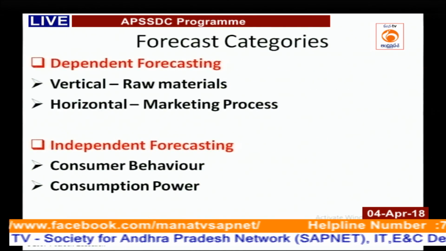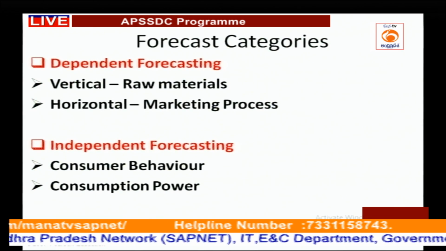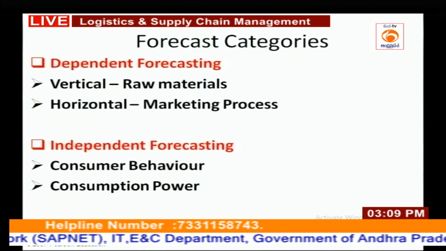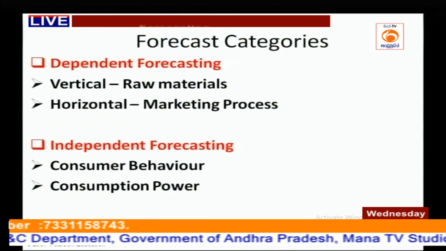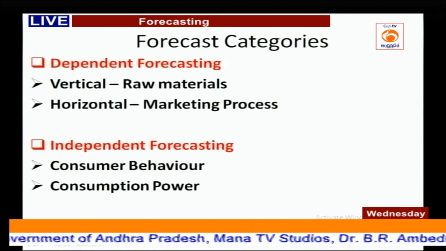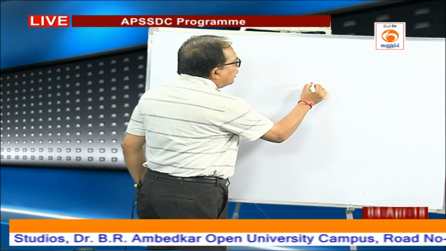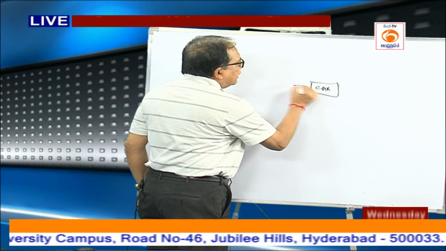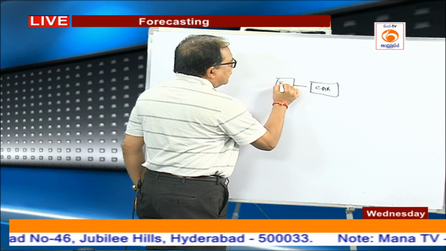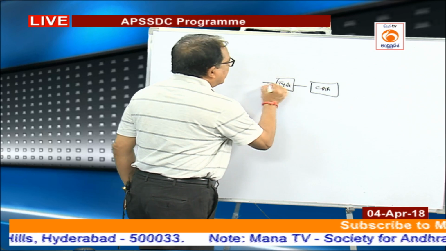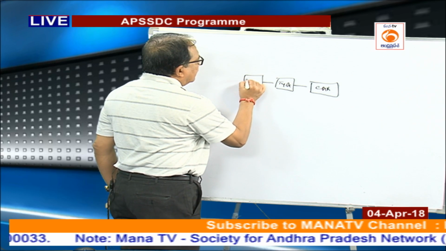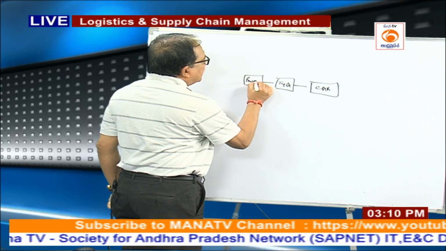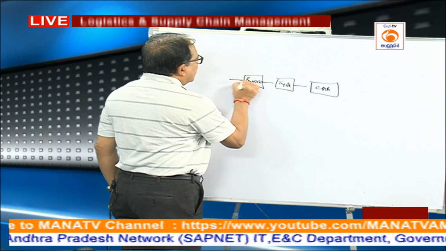Let us go to the next slide. Now, here we see what is called dependent and independent forecasting. For that, we would like to go back to the board again. So, we draw the same diagram that we had: car, tire, rubber and chemical.